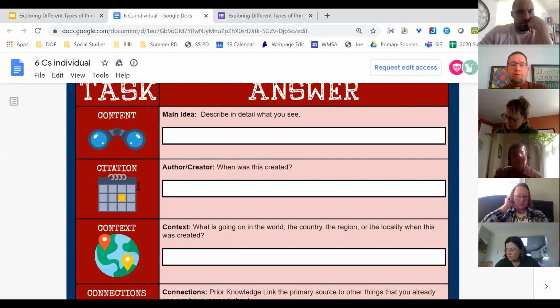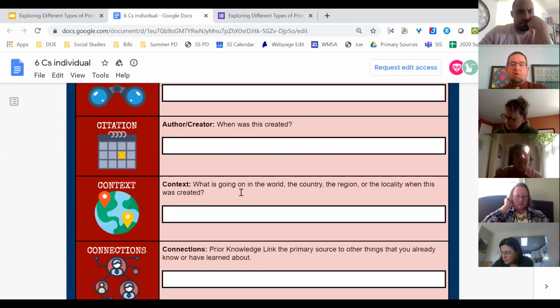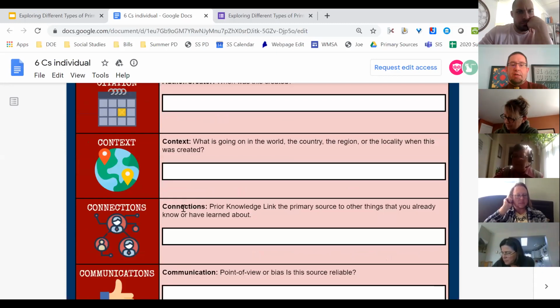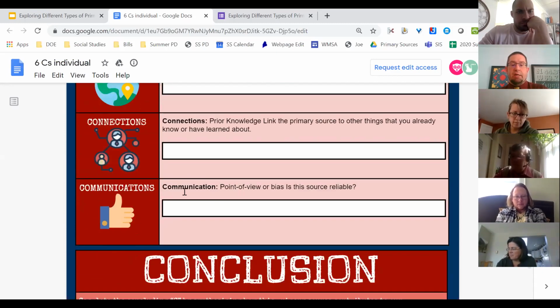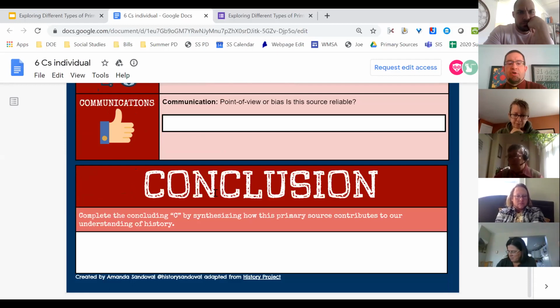Citation, when was it created? Context, what was going on, where it was created. Connections, what prior knowledge, what do you already know about this thing? Communications, is this a point of view or is it biased? Is it reliable? And then what's your conclusion?